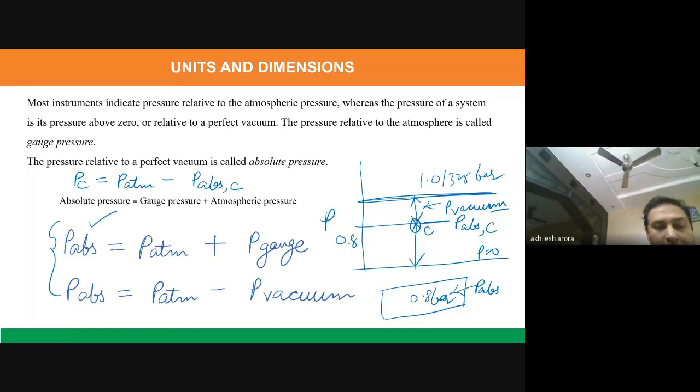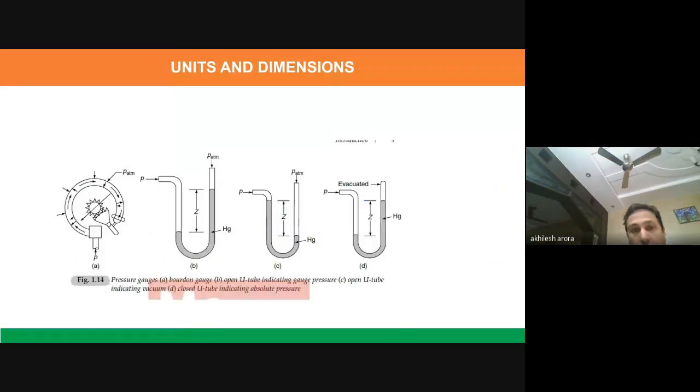The first one is P absolute is equal to P atmospheric plus P gauge, because gauge pressure is always above the atmospheric pressure. And the second is P absolute is equal to P atmospheric minus P vacuum. Okay, so these are some of the gauges which are shown here, which can be used for the measurement of pressure. The first gauge is the Bourdon tube pressure gauge. This one is the U tube manometer, which is used for the measurement of the pressure of liquids.